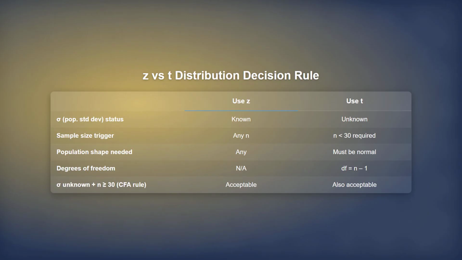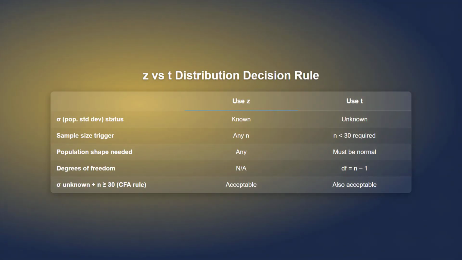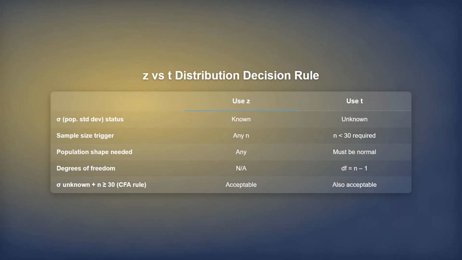Population standard deviation unknown. Now sample size determines your choice. N is 30 or greater. Z is acceptable by CFA curriculum convention. N is less than 30. You must use T, and the population must be normally distributed for T to be valid.